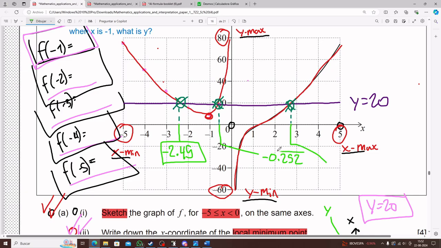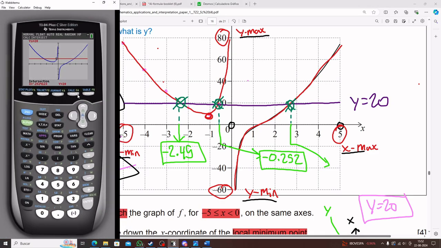Running a little bit out of space, but I think you guys can figure it out. So here's my first x, here's my second x, here's my third x, my third solution. So for the last time, I go to intersect. First curve sounds fine, second curve sounds fine. And for the guess, I'm going to go all the way to the right.